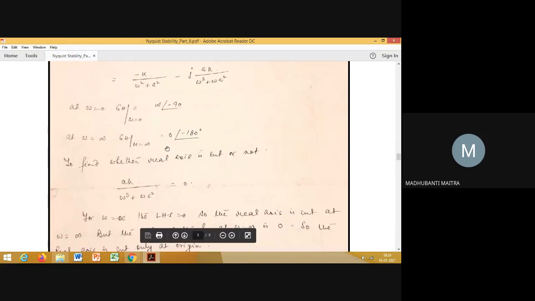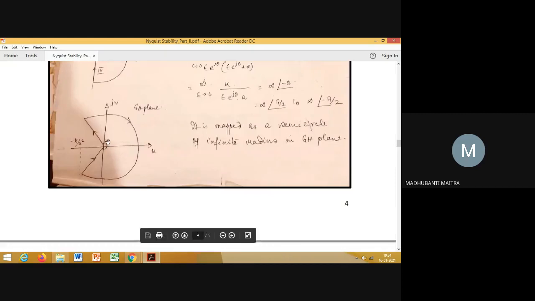This one I've already explained. If the omega value is 0, the magnitude of GH phasor will be infinite. And if the omega value tends towards infinity, the magnitude of GH phasor will be 0. Since we find that only when the frequency value is infinity the path is intersecting the negative real axis, we can conclude that the negative real axis is being intersected by the path only at the origin. Only at the origin, and this is the origin. Now, is it clear?